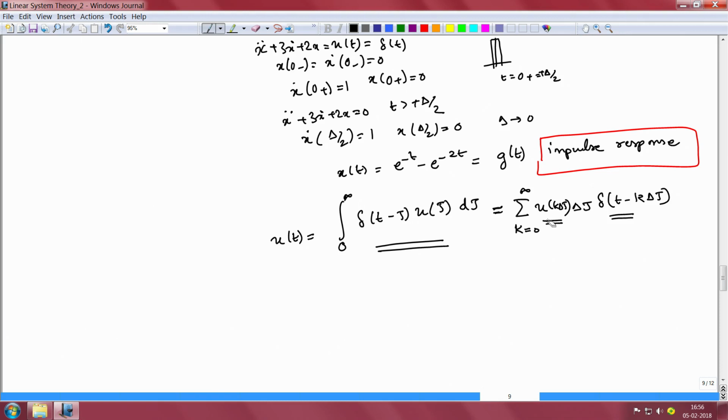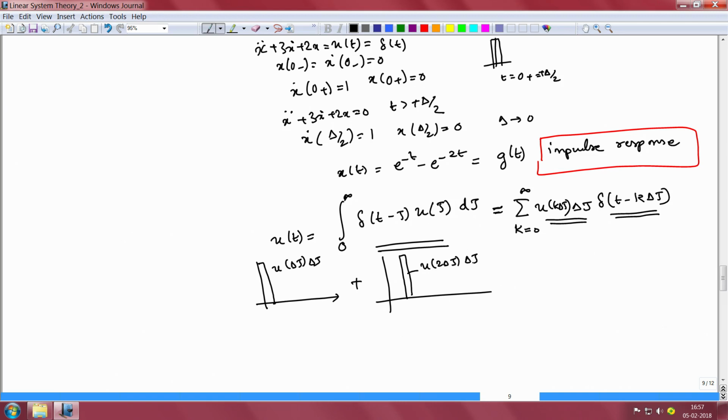Now, as an engineer, I can consider the input u of t as a train of impulses of magnitude u of k times delta tau times delta tau. Let me just graph this particular expression. For the case when k equal to 1, I would have a delta function centered at delta tau and of area given by u of delta tau times delta tau, plus for the case when k equal to 2, I would have a delta function centered at 2 delta tau of area equal to u of 2 delta tau times delta tau, and so on and so forth. So, the summation of all these inputs is the actual input u of t.